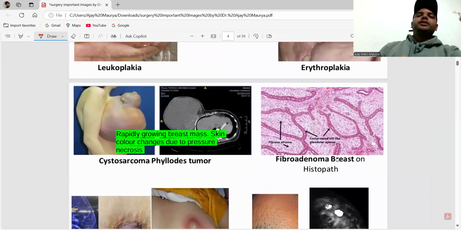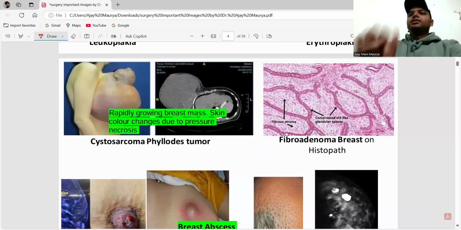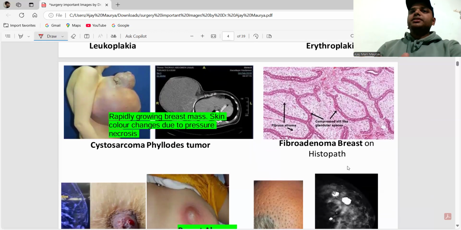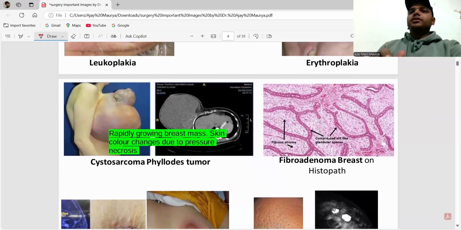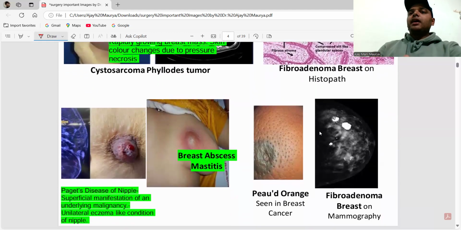The next one comes to the breast, guys. Here the most important is the fibroadenoma of the breast. You can see here, this is on the histopathology. On the histopathology there is compressed, slit-like glandular tissue. On the mammography we will see a Mickey Mouse, a mouse-like mass.